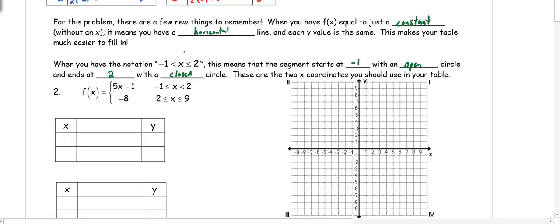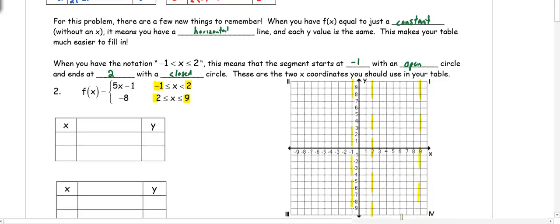So these are the two coordinates that should show up in our table because they're giving us two parts of the domain. In this case, the numbers that we have in the domain are -1, 2, and 9. So we're going to put dotted lines at -1, 2, and 9. And the dotted lines are just there to remind us of the different regions.